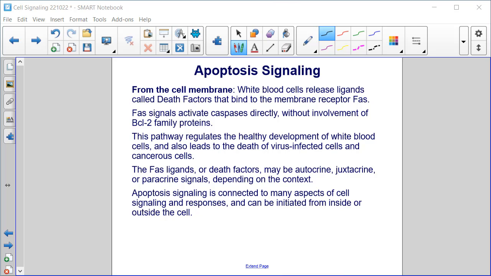Apoptosis signaling is connected to many aspects of cell signaling and responses and can be initiated from inside or outside the cell.